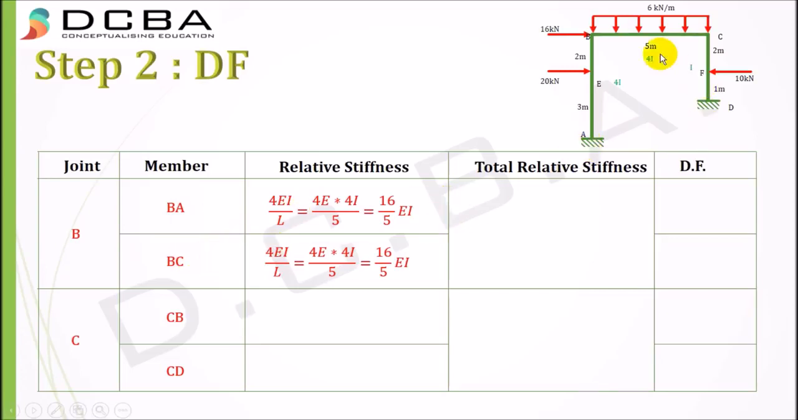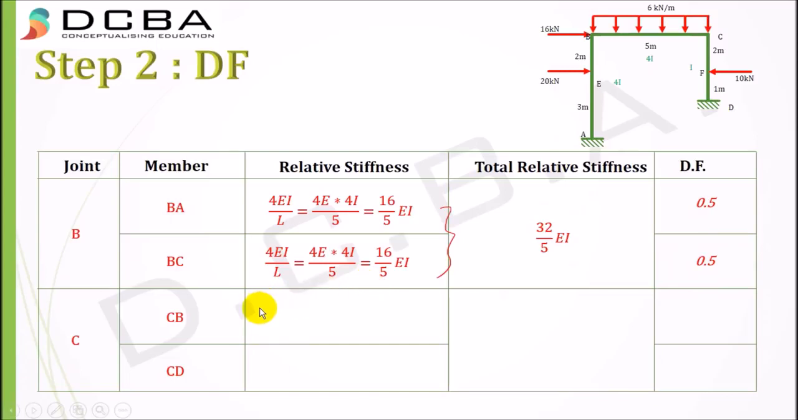Since for BC the far end C is an intermediate joint, it is considered to be fixed, and therefore the relative stiffness is 4EI by L, which comes out to be 16 by 5 EI. We have to substitute the appropriate moment of inertia of the member. Here it is 4I. We'll just add them up. Adding both these terms, we get 32 by 5 EI, and the distribution factor is relative stiffness divided by total relative stiffness, which comes out to be 0.5, and here again it will be 0.5.